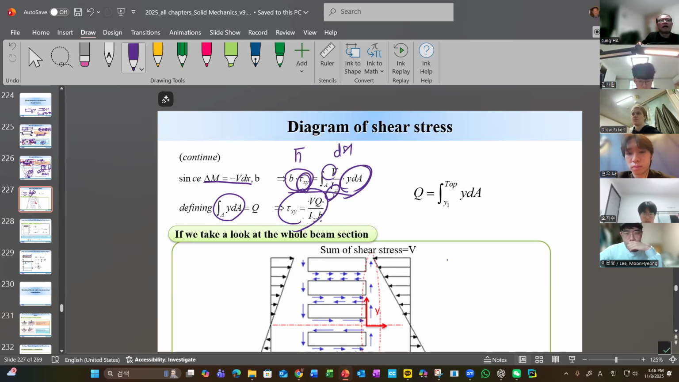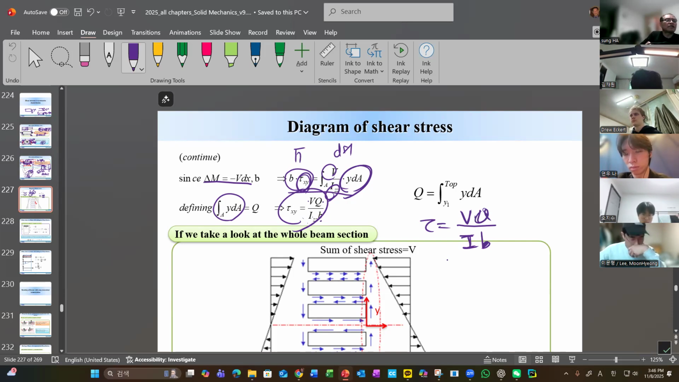Okay, I know it's a little bit complicated. So V, Q, and I. V is a constant, I is a constant, b is a constant. The only variation is the Q. Okay, remind that what is a Q?